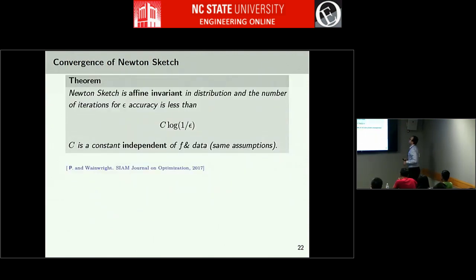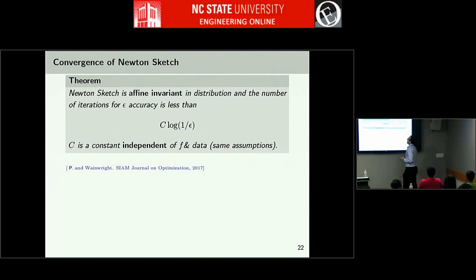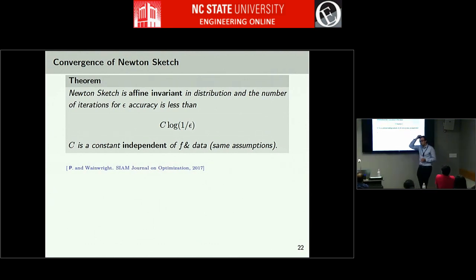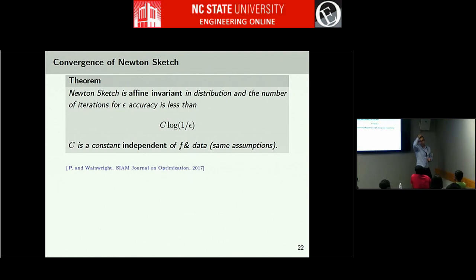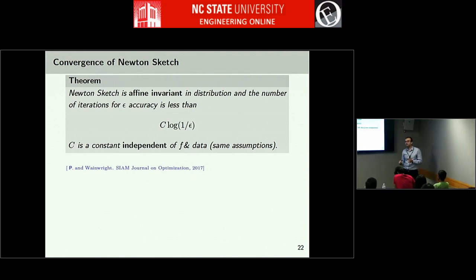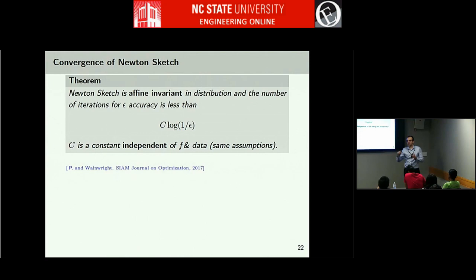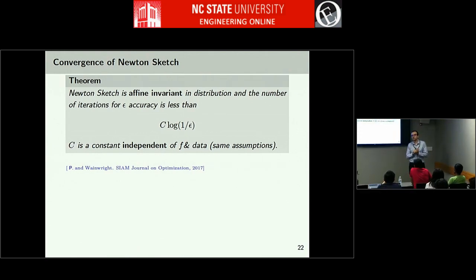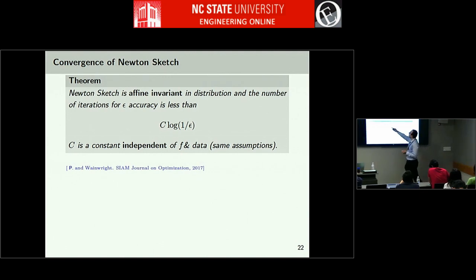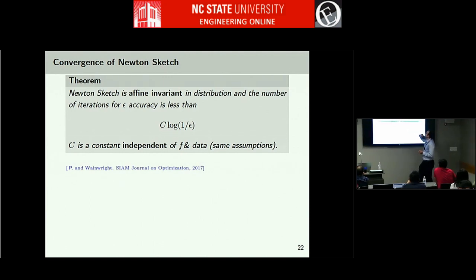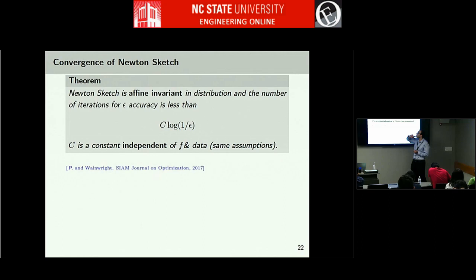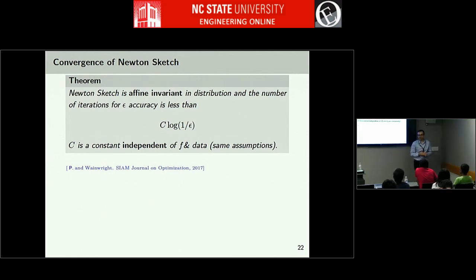And here's a theorem. So Newton sketch is affine invariant in distribution, which means you will get a random sequence of points. It will be a random process. The distribution of these points doesn't change if you do an affine transformation. It's like a stochastic version of Newton's method. And the number of iterations it has to make for epsilon accuracy is less than a constant times log 1 over epsilon. And this constant is universal. It's independent of your function and the data.